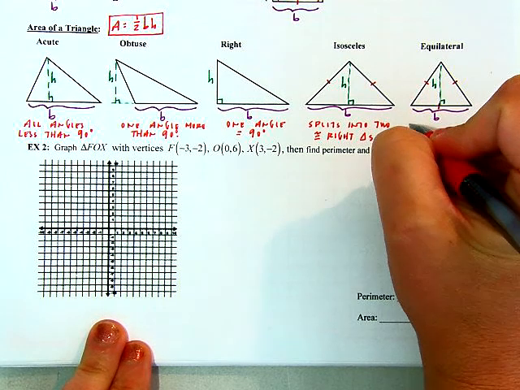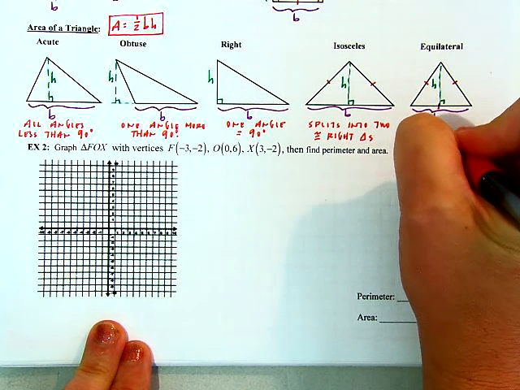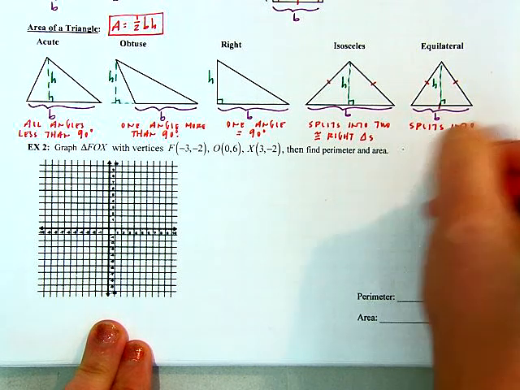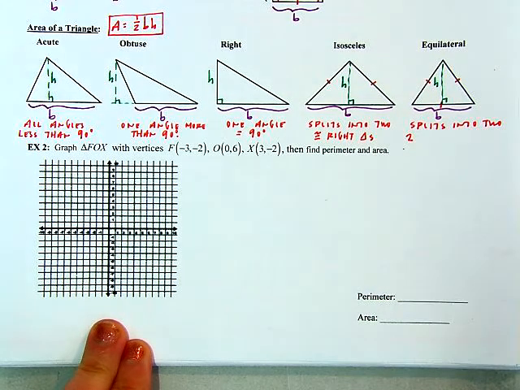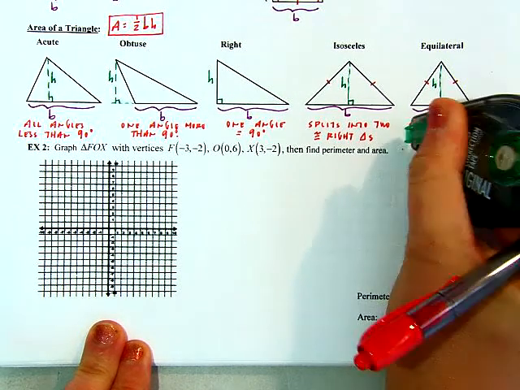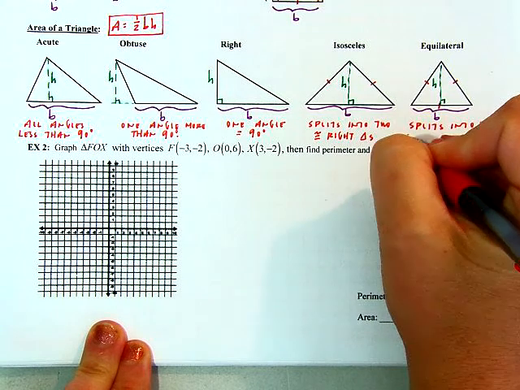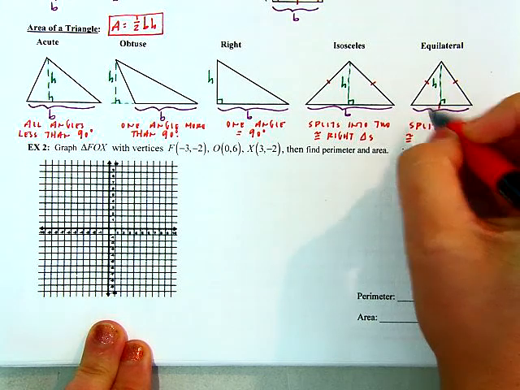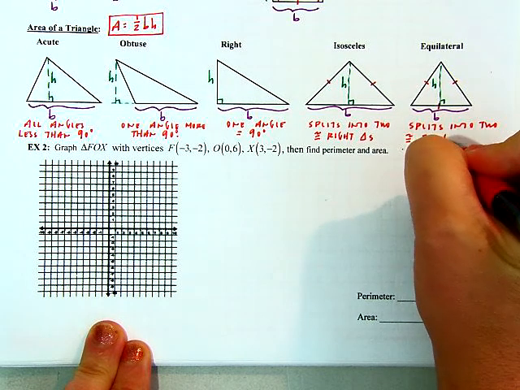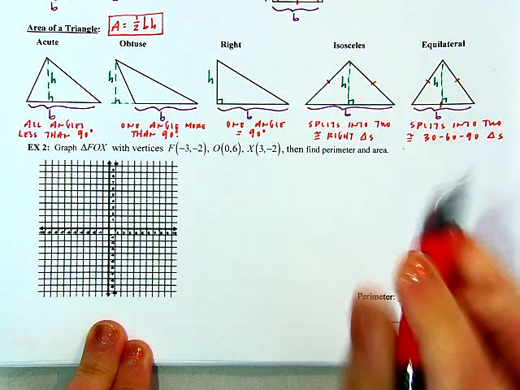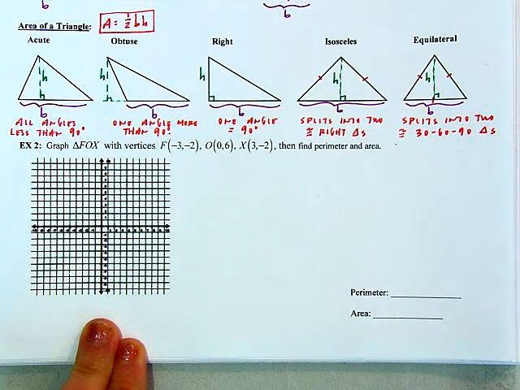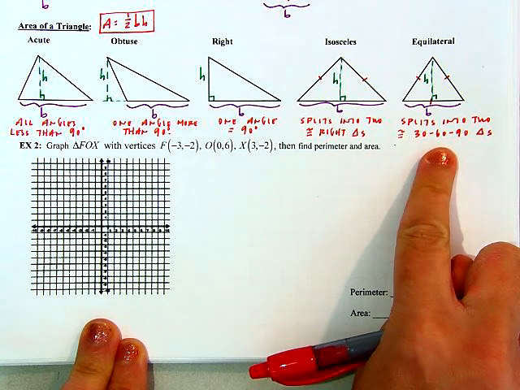So here I'm just going to write splits into two congruent 30, 60, 90 triangles. So splits into two congruent 30, 60, 90 triangles. And like I said, we'll talk about this a little bit more later on.